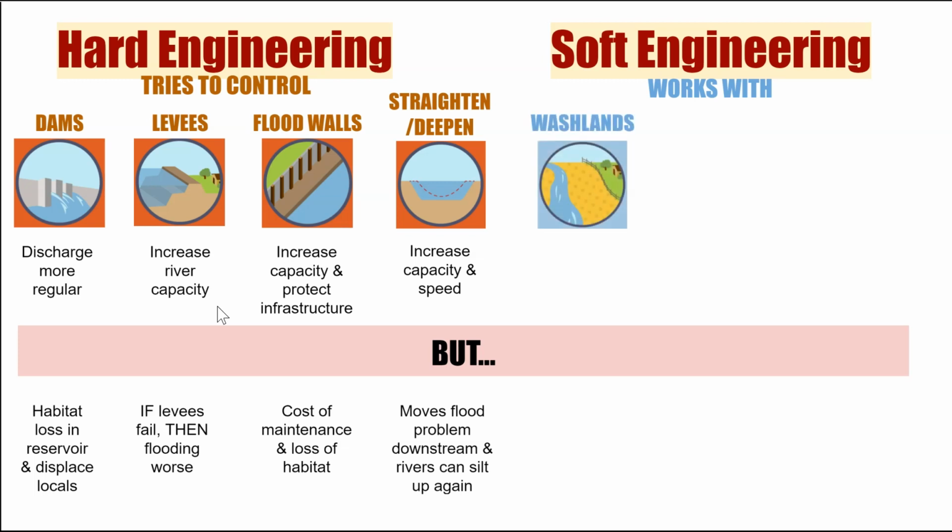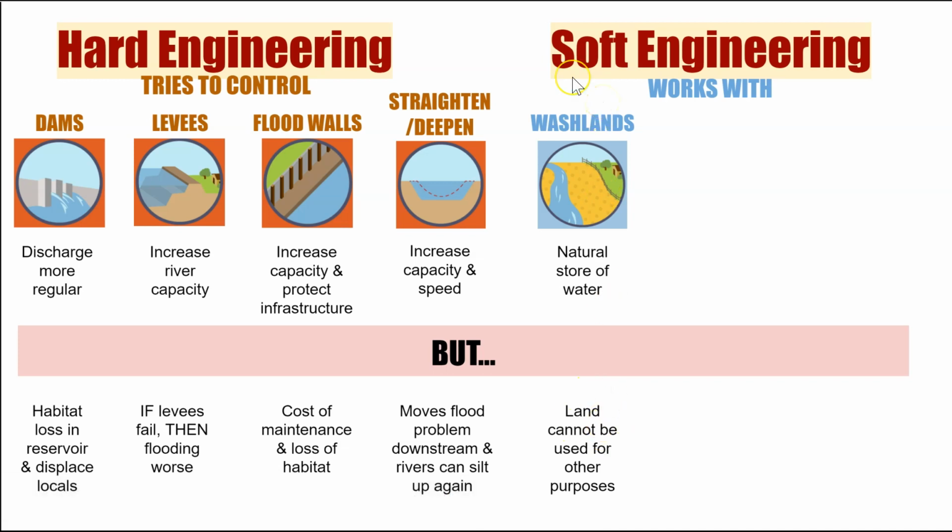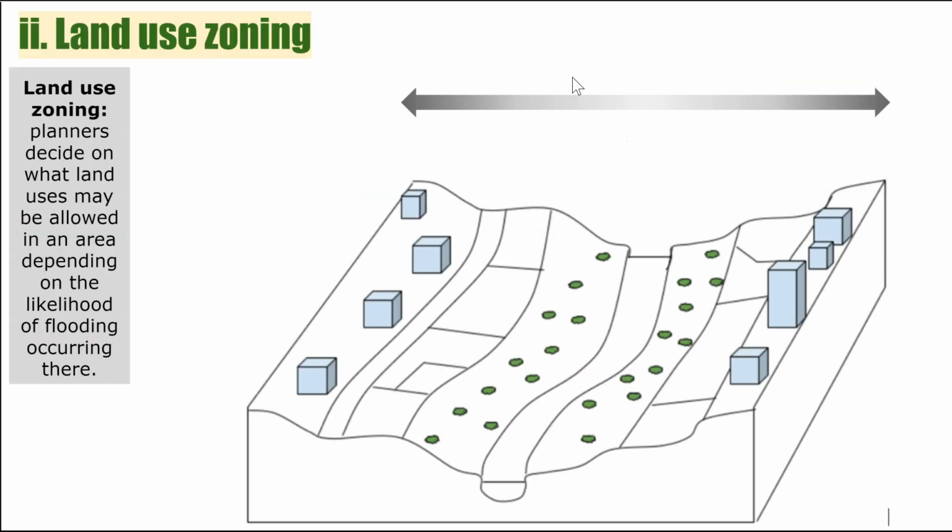So that then brings us into our soft engineering, washlands. How do they work? There's a natural store of water, but the land can't be used for other purposes. Now, here's the thing. I want you to start to compare this negative with these negatives. And you can see that this is nowhere near as bad as this. So there may be some downsides to the soft engineering, but as we start to assemble this, you'll see that they are not in the same scale as the other ones.